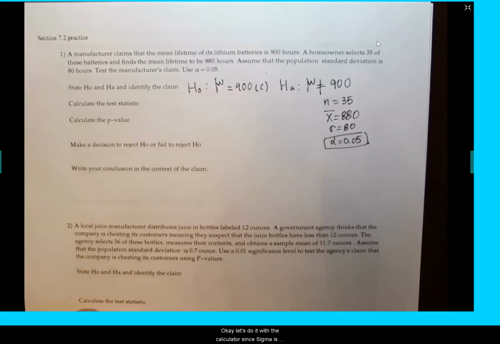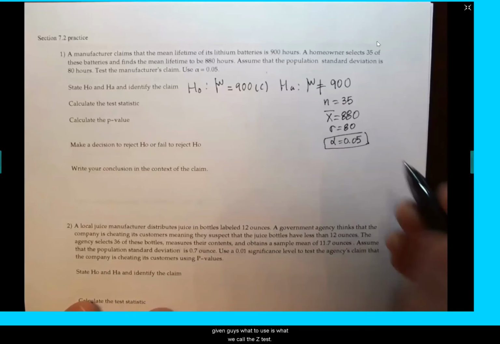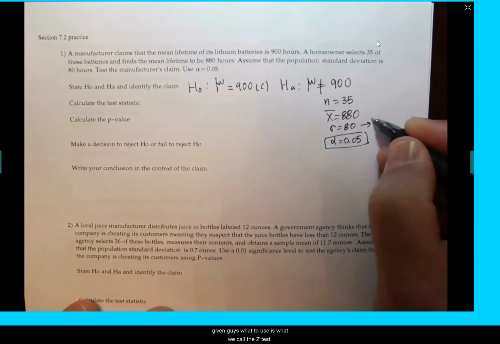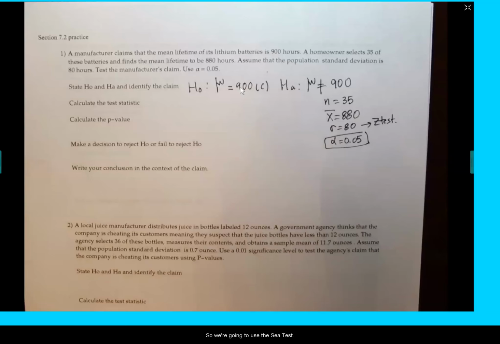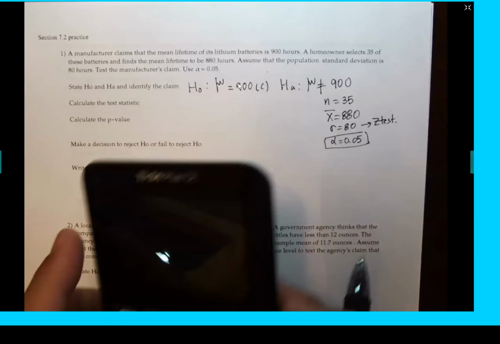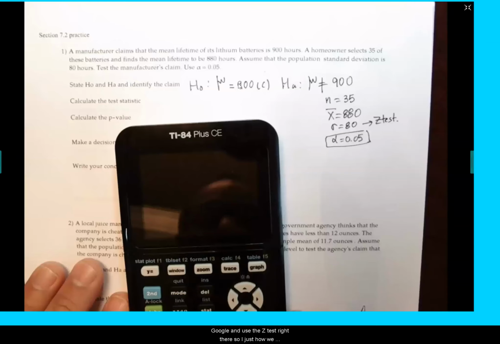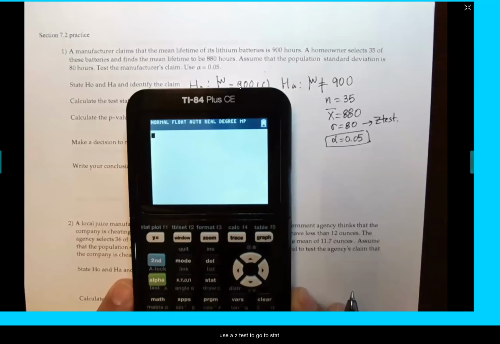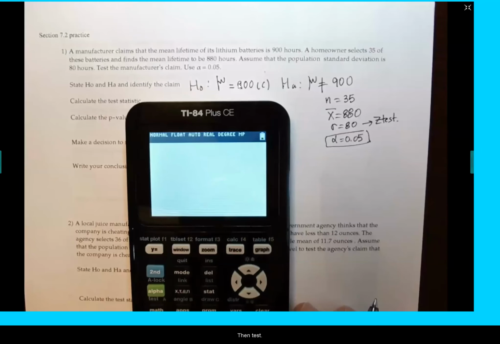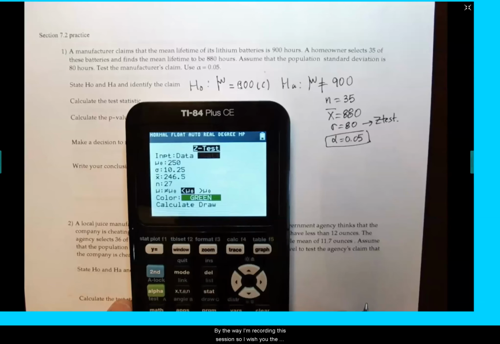Okay, let's do it with the calculator. Since sigma is given, guys, what you use is what we call the z-test. So we're going to use the z-test. So that is how we use the z-test. You go to stat, then tests, z-test. By the way, I'm recording this session, so I will share the recording with you later today.